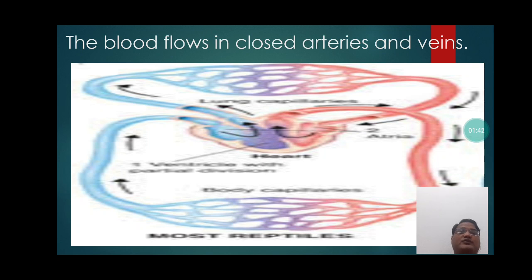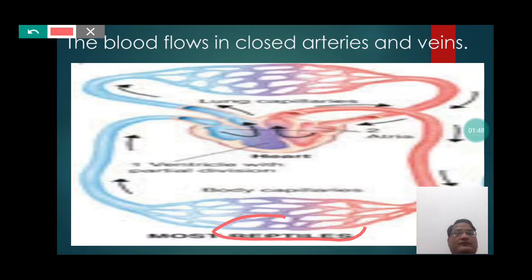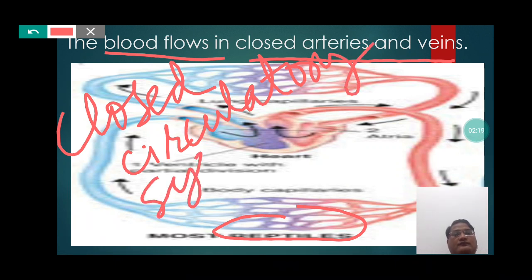The blood flows in closed arteries and veins. Students, in reptiles, mostly the blood flows in the closed arteries and veins, and this forms one of the reasons to designate the closed circulatory system to the reptiles.